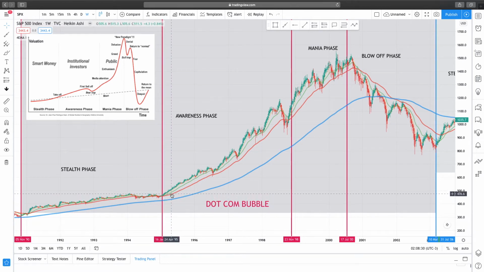But then as the institutional money started to get involved, the market started to rally even faster at the end of that period, finishing with our bear trap. Following our bear trap, we then got that exponential growth in the mania phase, which ended with our new paradigm and people being very greedy. And then around mid-2000, we had the blow-off phase, which lasted about 5 years. So we entered a 5-year bear market at that point.